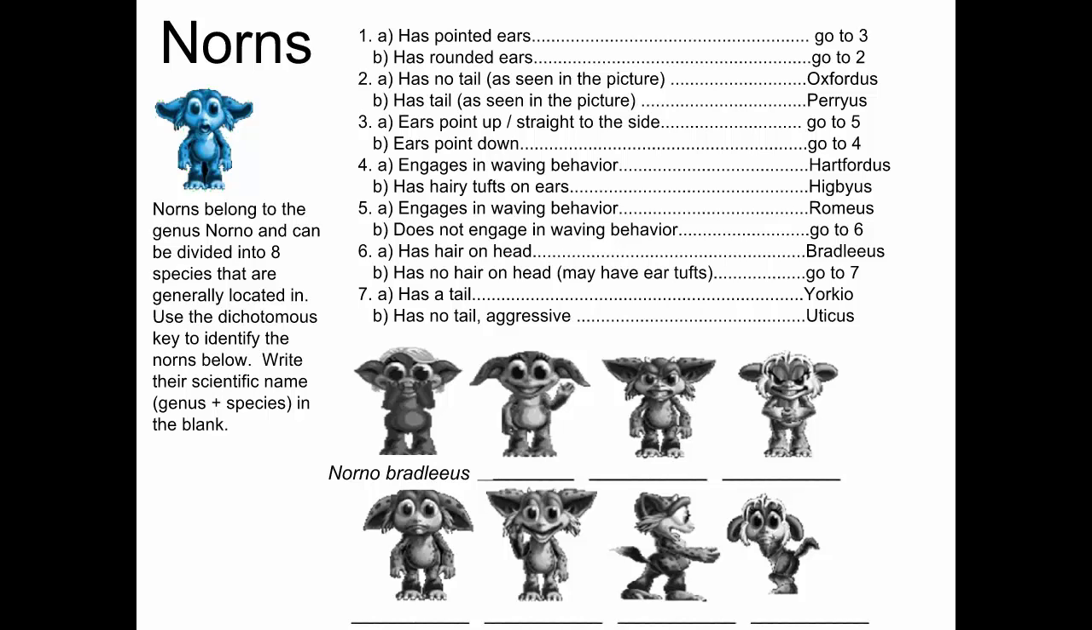So we use this dichotomous key to identify the scientific name of that norn. I did this before with fish. Oh yes. All right, so what I want you to do in the time we have left is finish finding out the name of each of these other species by using that dichotomous key.